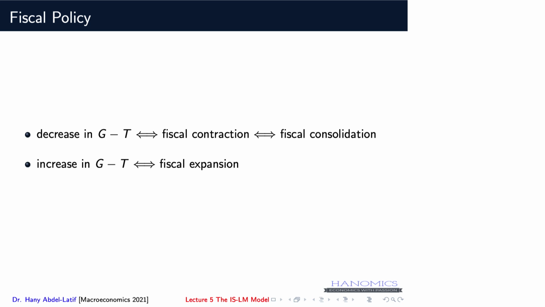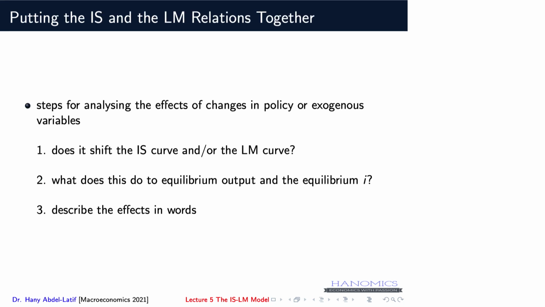Now let's see a scenario where there's a change in fiscal policy. First ask yourself, does the policy change affect IS or LM? Think about whether it's going to happen in the goods market or in the financial market. Then you need to think about what this means for equilibrium output and interest rates. And then you need to describe the effect in words. These are the steps to think through.